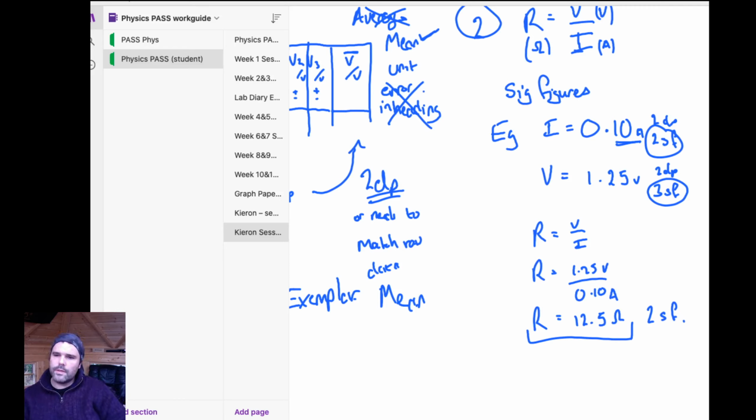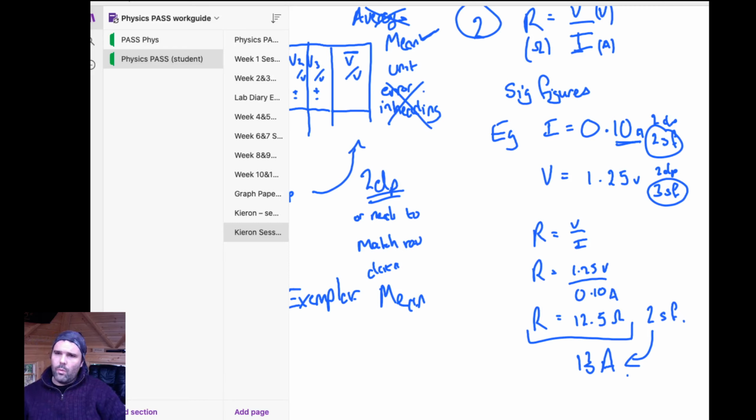What I certainly don't want to see is lots of decimal places. So if this was 0.33333, I don't want to see 0.333 written millions of times. I want you to look at it and go, okay, I can give this to 2 significant figures, so I'm going to give it to 13 amps. Because generally that's the level of precision you're limited to. So 2 significant figures would be absolutely fine, and that's what we'd expect.